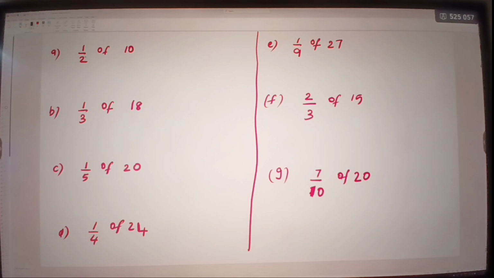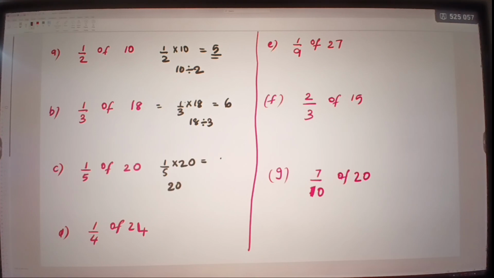So you can do these. 1/2 of 10 means 10 divided by 2, that is 5. 1/3 of 18 means 1/3 times 18, that is 18 divided by 3, that is 6. 1/5 times 20 means 20 divided by 5, that is 4. 1/4 of 24 means 24 divided by 4, that is 6. So E and G you can do on your own.